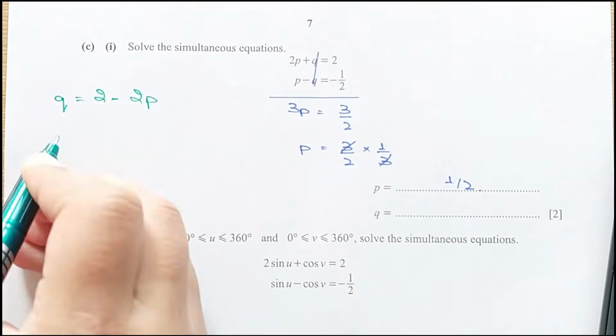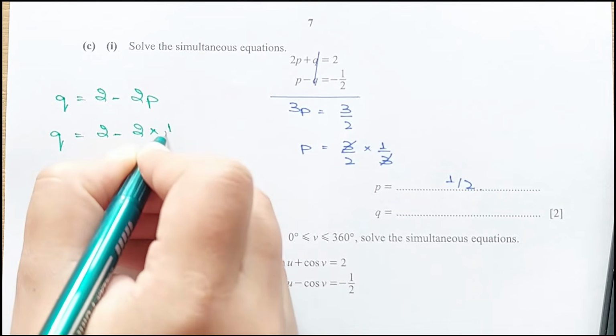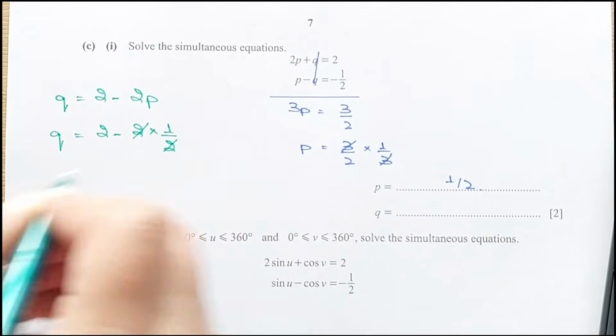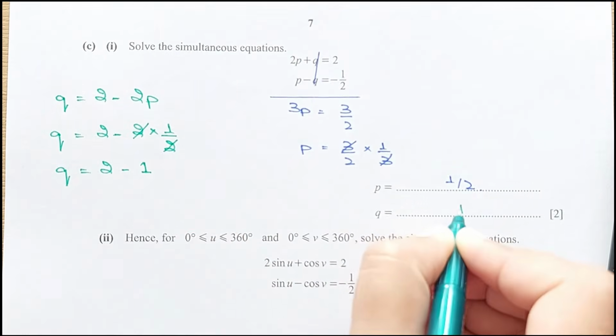Shifting this p to the other side, q equals 2 minus 2 times 1 by 2. So 2 is cancelled with 2. Now q is 2 minus 1, that is equal to just 1.